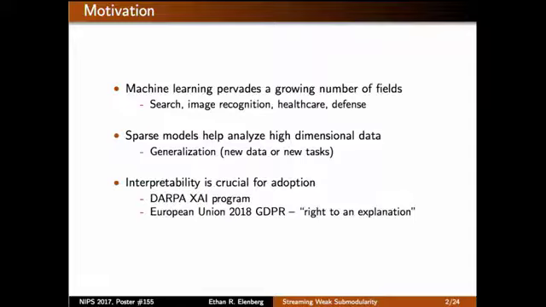In many applications, it's important to go further and to interpret a model's predictions. This is important for research and in practice, as we've seen throughout the conference. For example, DARPA has launched the Explainable AI program to make algorithms more transparent. And there's currently an active debate over whether next year's EU General Data Protection Regulation requires a right to an explanation for every machine decision that significantly affects a human.